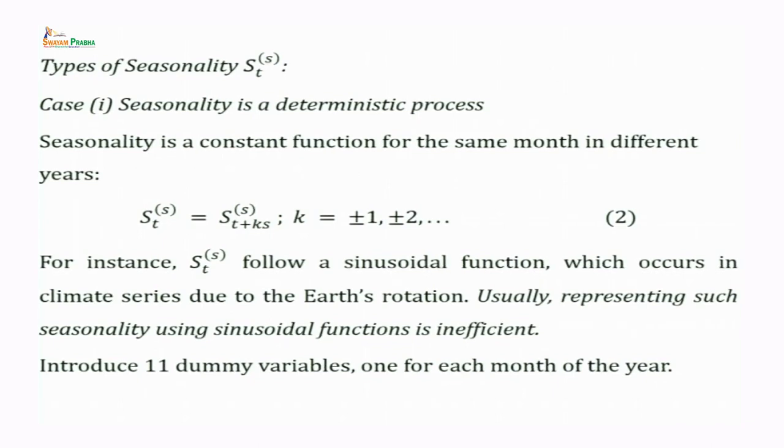Suppose, for example, you have monthly data, then you may introduce 11 dummy variables, one for each month of the year. So, this is one possibility: you introduce 11 dummy variables, one dummy variable for each month, and then you proceed.